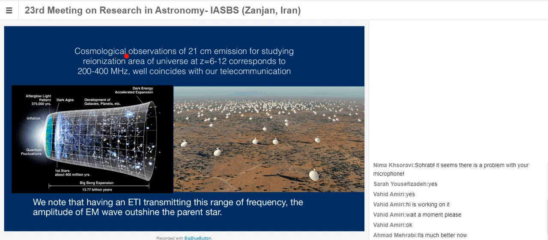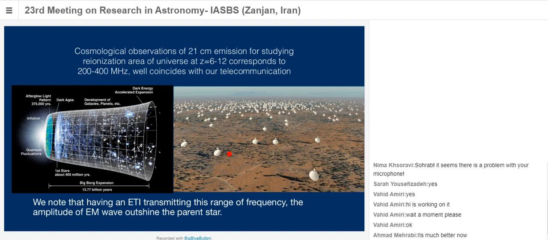So fortunately, cosmologists are interested in looking at the universe in 21 centimeter. Why? Because that's the epoch of reionization, where the hydrogen atoms emit 21 centimeter radiation. And if we take into account the redshift of this reionization era, at redshift of 6 to 12, that corresponds to 200 to 400 megahertz. And if you compare to the table that I put for the radio transmissions that we are producing, it's in the range where we are producing our signals. So it's exactly in the FM or TV frequencies. So that's a good coincidence in these two frequencies, or these two wavelengths.